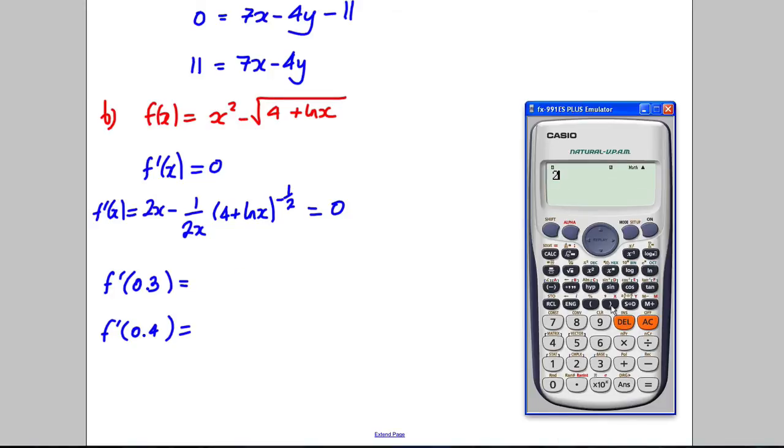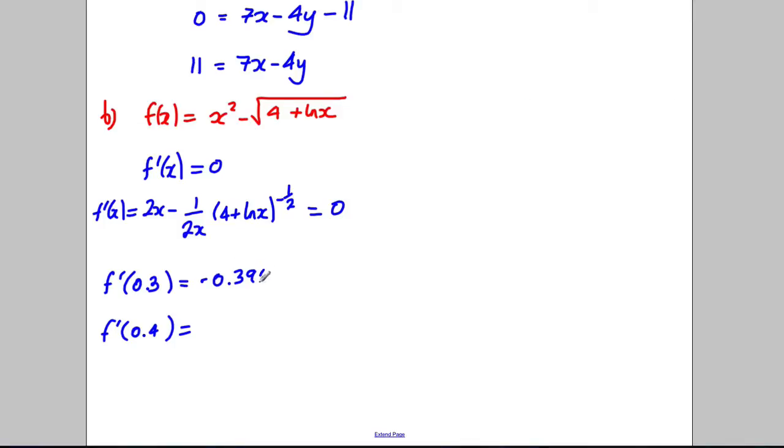I'm going to type in 2x, subtract fraction 1 over 2x, and then we've got 4, so open bracket, 4 add natural logarithm of x, close the bracket, to the power of negative half, like that. And we're going to calculate. We're going to put in x is 0.3, and we get ourselves negative 0.396.